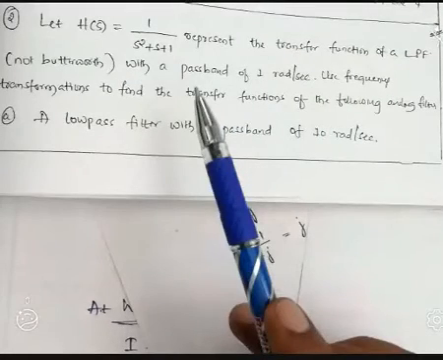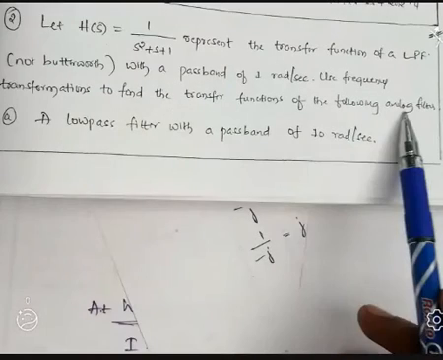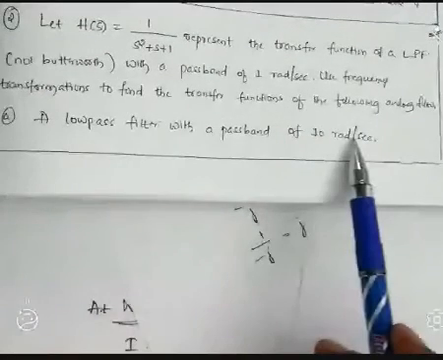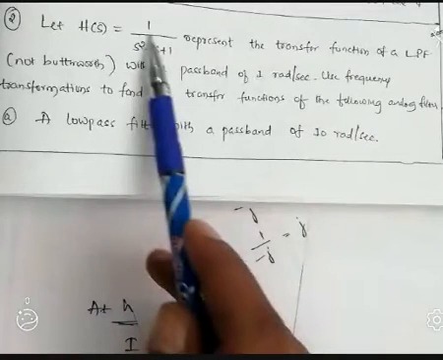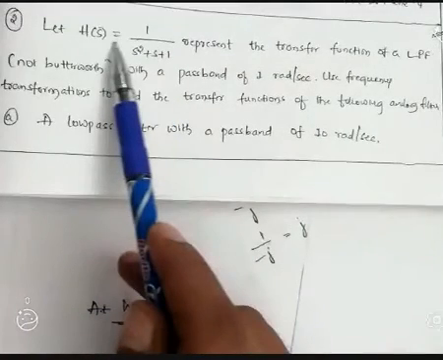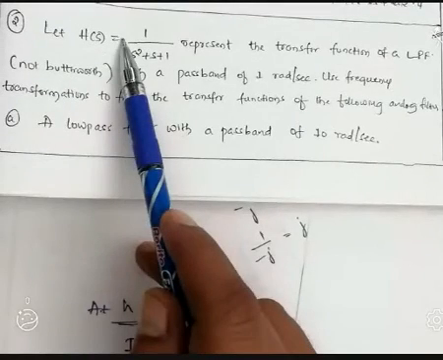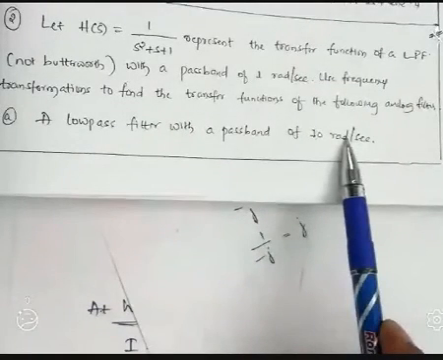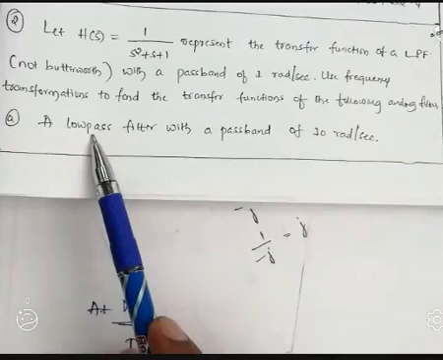Next, use frequency transformations to find the transfer functions of the following analog filters. First case, a low pass filter with pass band of 10 radians per second. What is the meaning of this first case? We have to convert this normalized low pass filter transfer function to a low pass filter of this frequency. So the normalized low pass filter is transformed to a low pass filter of this frequency.